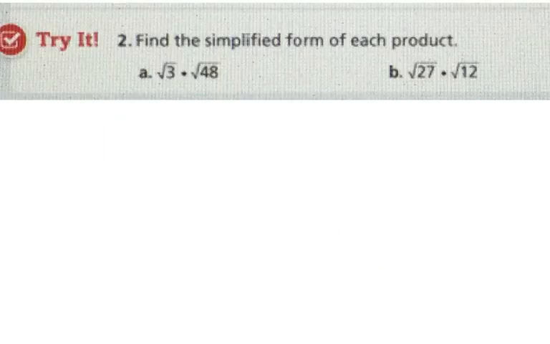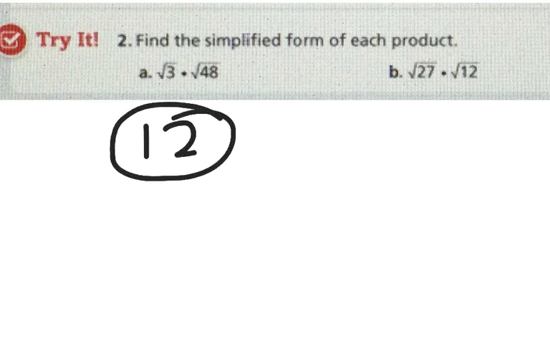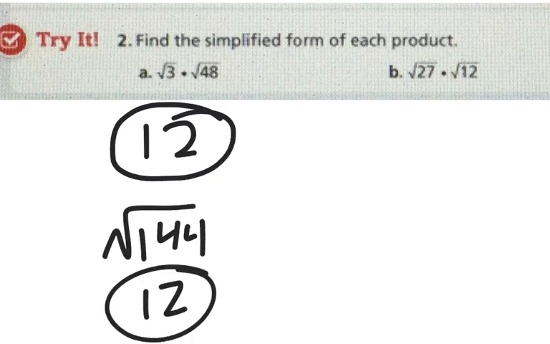A part. What did you get as your answer? 12? What do you guys think? Yes. That is correct. Any questions there? 48 times 3 is 144. And the square root of 144 is just 12. Very good. Pick a number, 2 through 5. It's 4. Pick a number, 1 through 2. It's 2.